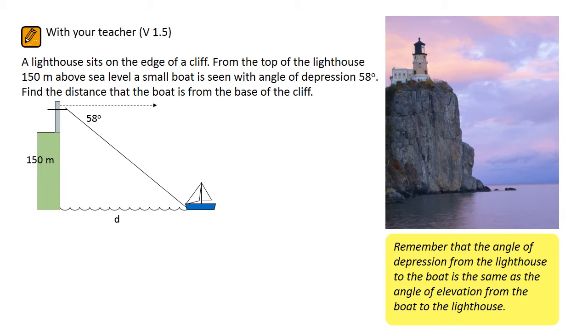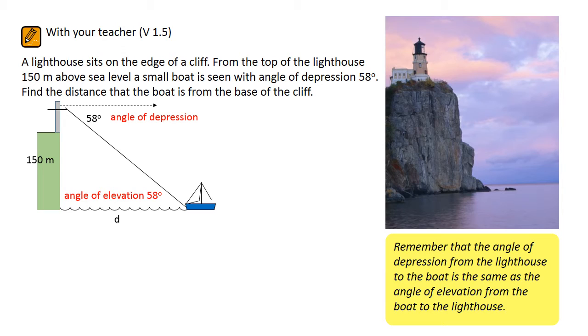The first thing we will notice is that it was the angle of depression that was given, 58 degrees. That's not inside a triangle at all. But the important thing to remember is that the angle of depression from the lighthouse looking down to the boat is the same as the angle of elevation from the boat looking up to the lighthouse. The angle at the bottom there is 58 degrees as well.